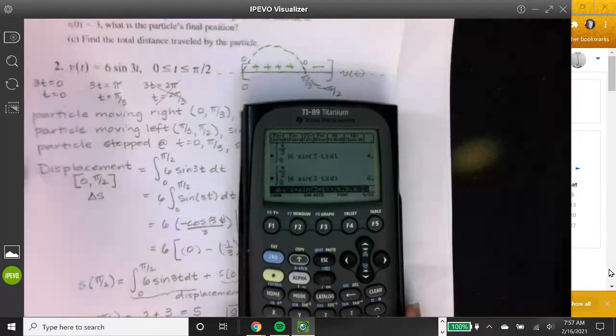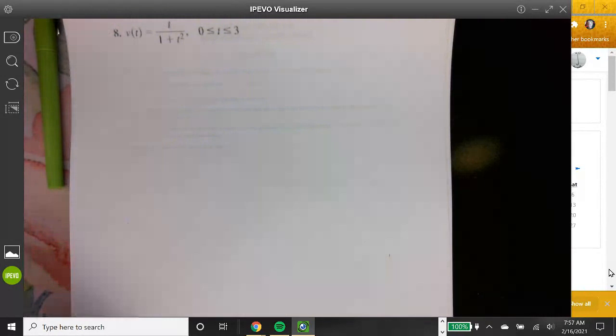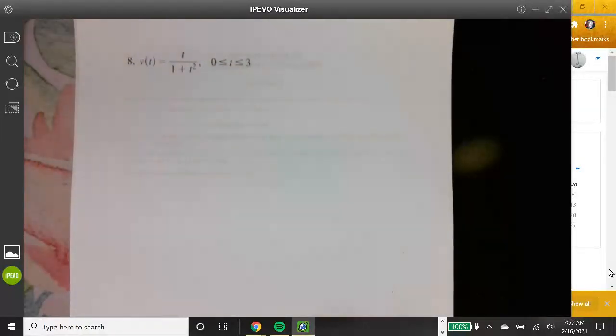All right, let's do another one. This one here is not a trig function, because I know you love trig functions so much. That's why I started off with them.